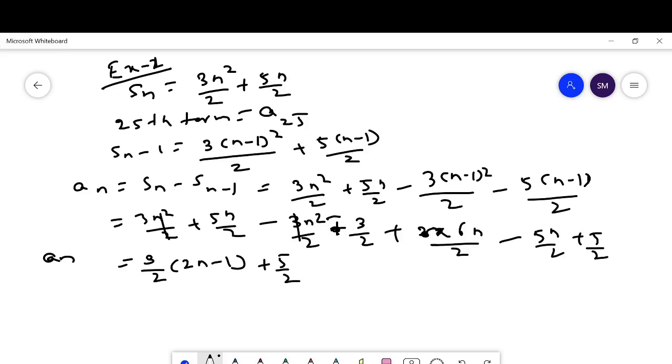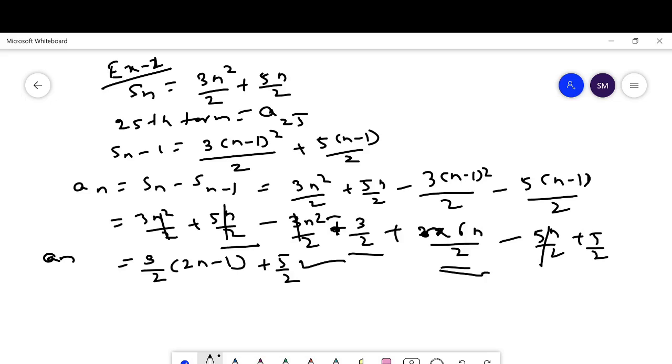Look here, this is 5n upon 2, 6n upon 2. Then this is 5n upon 2, 5n upon 2, this cancels. Here this is 6n upon 2 minus 3 by 2 plus 5 by 2 plus 5 by 2. From these two we take 3 by 2 common, then this is 2n minus 1.